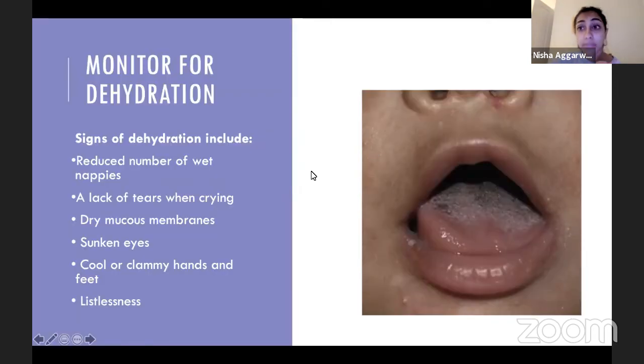Just in the sense of the fact that that baby had fewer wet nappies, this is just a bit of an idea of signs of dehydration in children. So just things to look out for. It's similar to adults in the sense of dry mucous membrane, sunken eyes, if they've got cool peripheries, check their cap refill. They may just be a bit listless. Lack of tears when crying might make you think that they're dehydrated, reduced number of wet nappies.